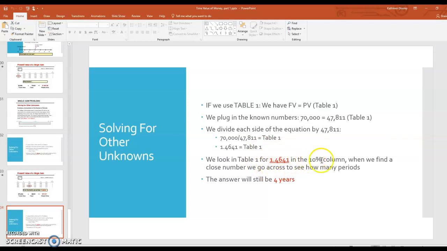We're going to look in Table 1 for that factor, 1.4641, in the 10% column because we know that we have 10%. Once we get down to something that's close, we'll go across, and the answer will still be 4 years. I did not make a slide to show that, but you can look at your Table 1. You should find 1.4641, or something fairly close to that number, in the 10% column, and then you go over to the end and you will see 4 years.